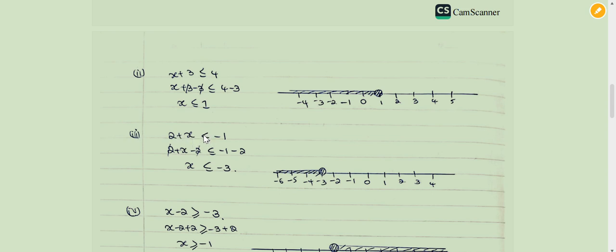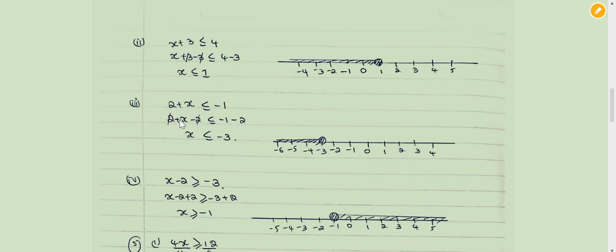Third, 2 plus x is less than or equal to minus 1. So firstly what should you do? 2 plus x minus 2, add minus 2 to both sides, right? Why did you add minus 2 to both sides? To cancel this positive 2, right? So positive 2 and negative 2 cancel, and minus 1 minus 2. So x alone is less than or equal to minus 3.